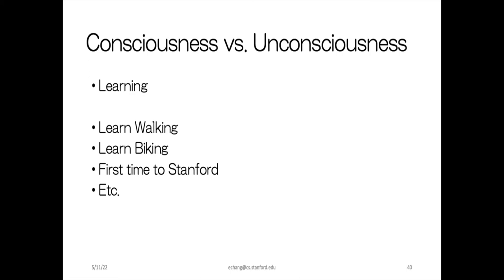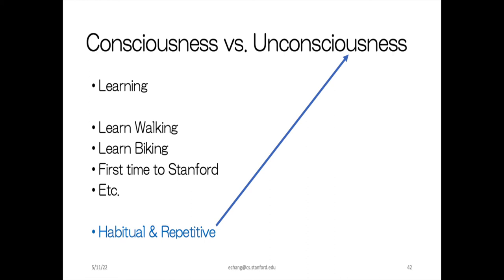Now we put everything together, and we start in this consciousness state. We learn how to walk, how to bike, and the first time we come to Stanford, we have to navigate using a map, and so on and so forth. Once we get familiar with walking, biking, and also the driving directions, we get into a habitual and repetitive mode. Then the transition happens. And when we continue doing these tasks, we will be operating most of these tasks in unconsciousness mode.